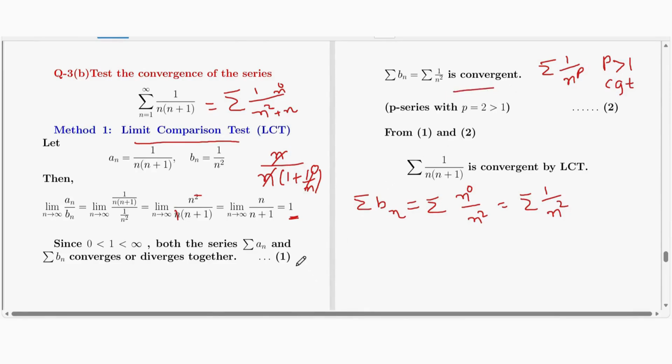So now from 1 and 2, what we conclude? फर्स्ट रिजल्ट में हमें क्या देखा? सीरीज an और bn का कन्वर्जेंस क्या है? सेम है. सेकंड में हमने क्या देखा? कि bn सीरीज कन्वर्जेंट है. ओके. तो हम ये लिख सकते हैं कि an सीरीज भी क्या है? कन्वर्जेंट है फ्रॉम दिस रिजल्ट. ओके. सो फ्रॉम 1 and 2 सीरीज 1 upon n plus 1 is convergent by limit comparison test.